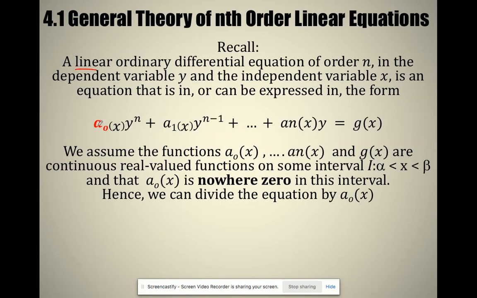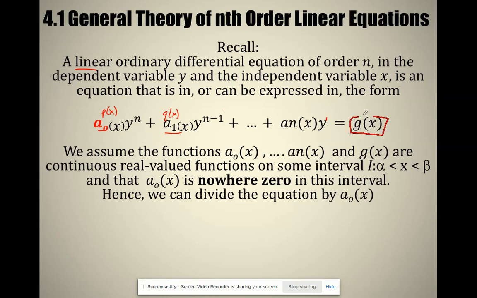So a linear, right? Because I just have a y to the first here. Ordinary differential equation of order n, right? So first order, second order, third order can be expressed in this form, right? We often call these P of X and Q of X, right? We sometimes call them that. If they're constants, we just call them A, B, and C, and so on.